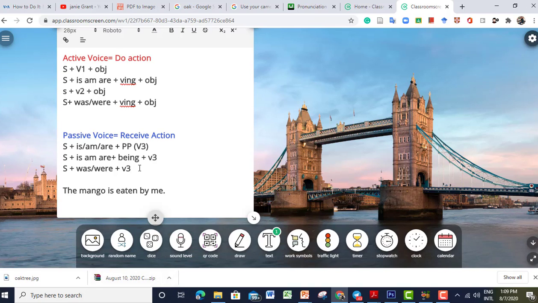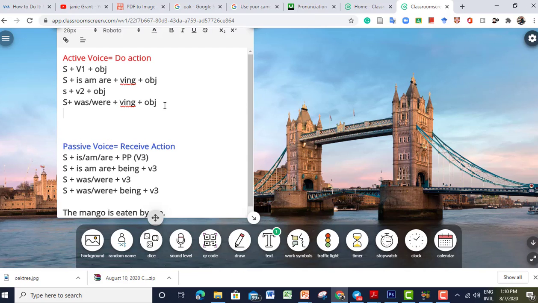And in the past continuous tense, in the passive form we use a subject plus was or were plus being. Okay, and plus verb 3.